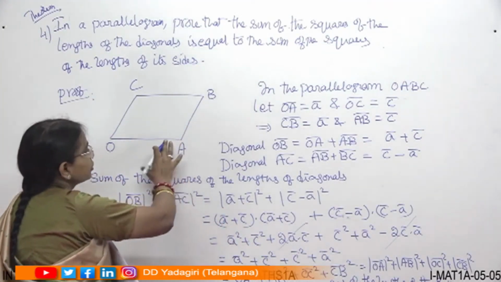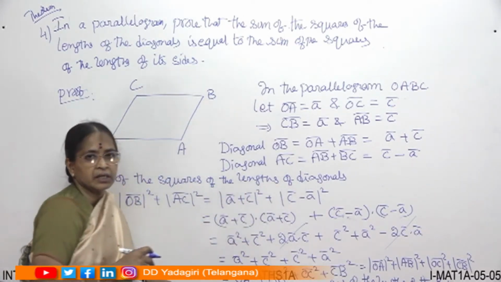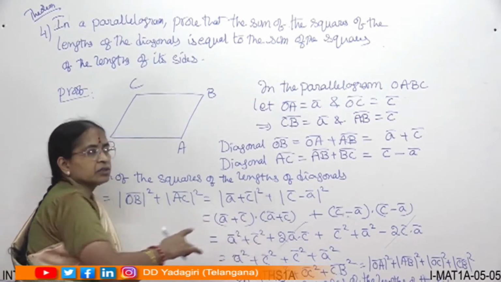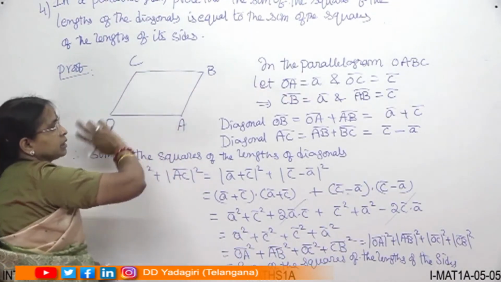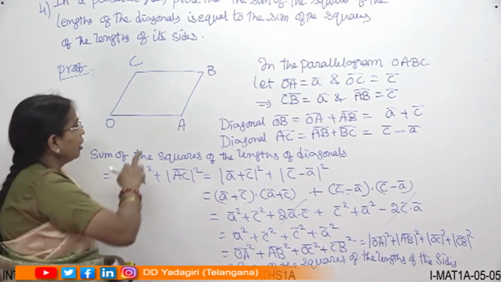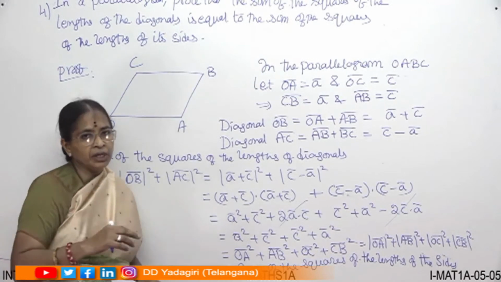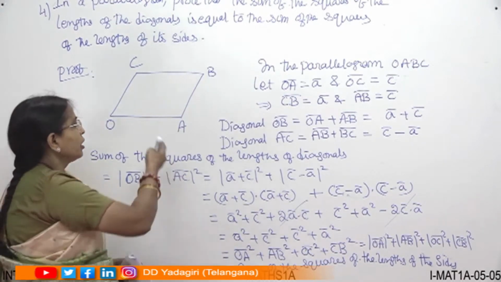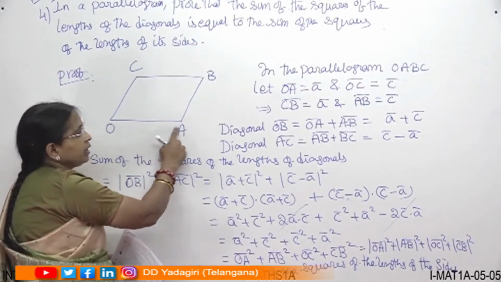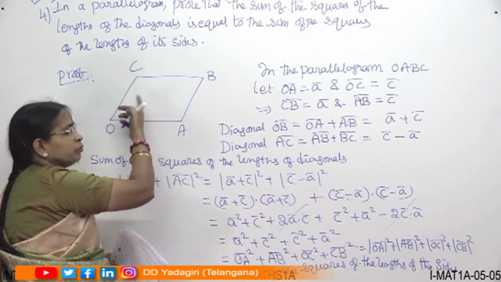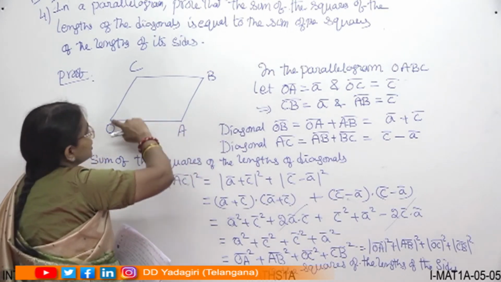In any parallelogram, show that the sum of the squares of the lengths of the diagonals is equal to the sum of the squares of the lengths of the sides. So you have taken the parallelogram OABC, take O as origin, and OA is equal to A. To prove any general property, you can choose your origin conveniently. So if we take one point as origin, it is easy to simplify. So we'll take OA as A and OC as C. So OC is equal to C.